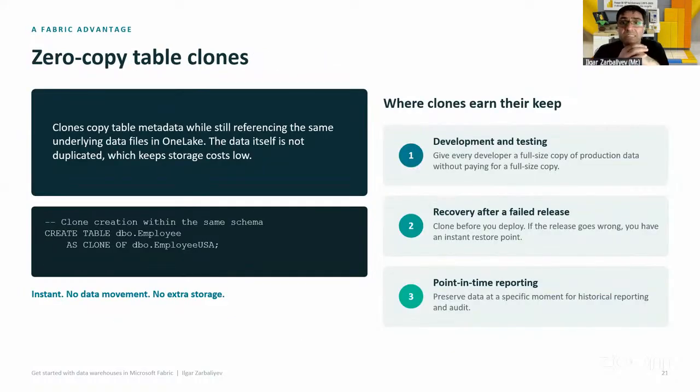Here is a capability that does not exist in traditional warehouses, and once you have it, you will use it constantly. You can create zero copy table clones in a Fabric data warehouse. A clone copies the table metadata while still referencing the same underlying data files in OneLake. The data itself is not duplicated, which keeps storage costs low. The syntax is one line.